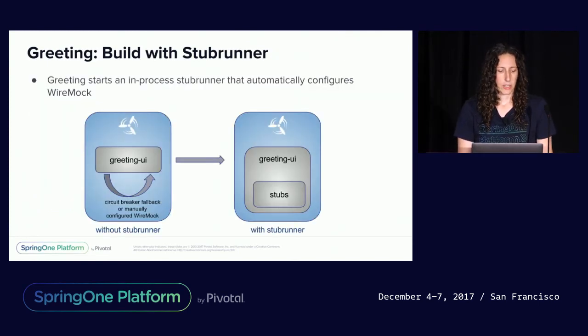So what does this look like? From a greeting perspective, everything we've talked about so far in Act 3 has been Fortune. So now we turn our attention to Greeting. From a Greeting point of view, previously, before Stubrunners, the app would have been built on Concourse, and any test would have expected the circuit breaker fallback response, or maybe you're configuring WireMock manually. Stubrunner will do that for you. So with Stubrunner, you don't have to rely on the Hystrix fallbacks. You can actually test against the contracts, and you don't have to do any of that manual WireMock configuration.